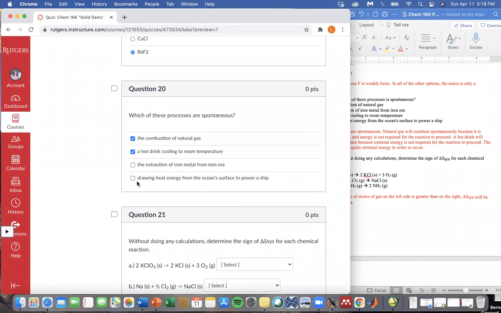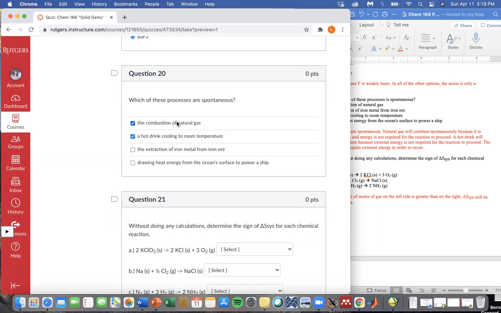This last one, sorry, I flipped that, but it should not be selected. This last one, for example, is literally describing drawing energy from the surface in order to power a ship. You have to be getting external energy, which is going to take energy in order to power a ship. And the same with the extraction of iron metal from iron ore. It's not a natural process. Otherwise, you wouldn't have iron ore existing on Earth, you would only have iron metal deposits. So it doesn't happen naturally. We have to put energy into it. I think we have to heat it and get the iron metal out separately from the ore.